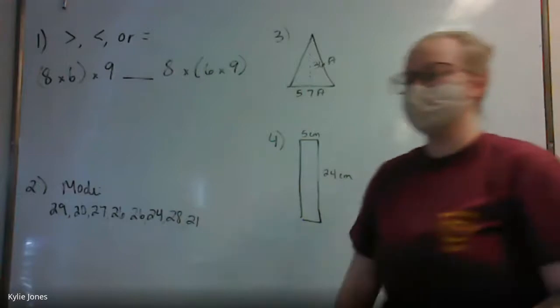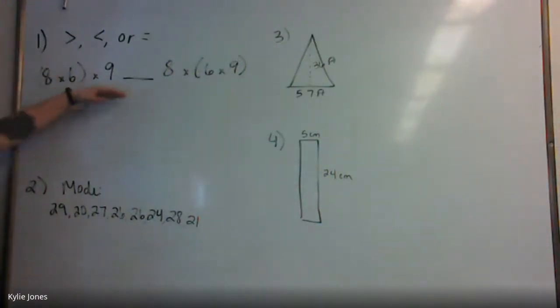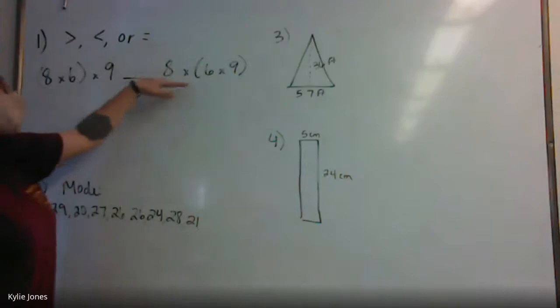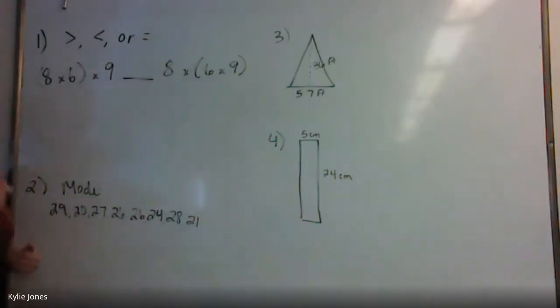Okay, so let's go ahead and go over these. Number one, it's asking you, is 8 times 6 times 9 less than, greater than, or equal to 8 times 6 times 9? Charlie? Equivalent. They're equivalent, equal.